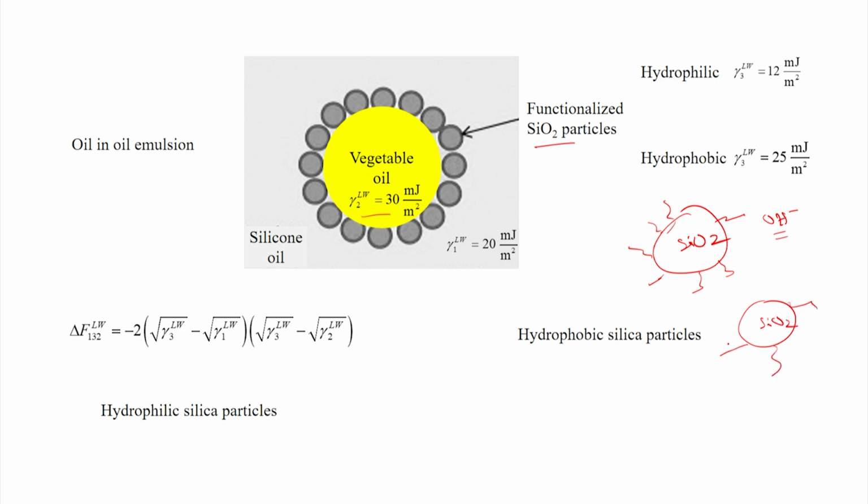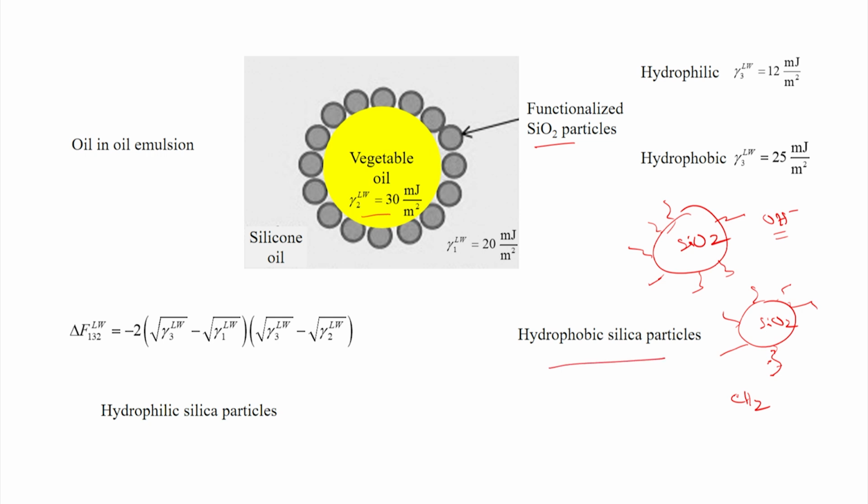These are hydrophobic molecules. So, for example, let us say there are some molecules having lots of CH2 groups. They do not have any functional group that can interact with water, so they repel water. So, these are hydrophobic silica particles.